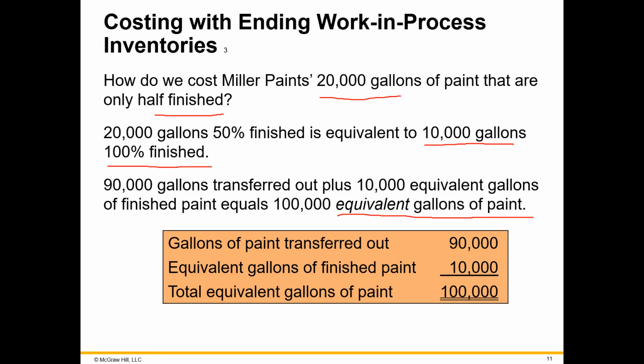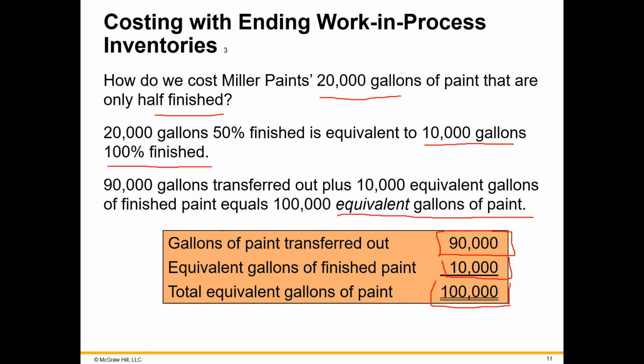So once we do that calculation, we see that we did produce the same as last month because we produced 90,000 complete gallons, and then we produced 10,000 equivalent gallons because remember, that's going to be 20,000 gallons times 50%, so we get 10,000 equivalent gallons of finished paint. So our total is going to be 90,000 plus 10,000 to get 100,000 gallons of paint. So actually, we produced the same amount of paint in equivalent units as we did last month.